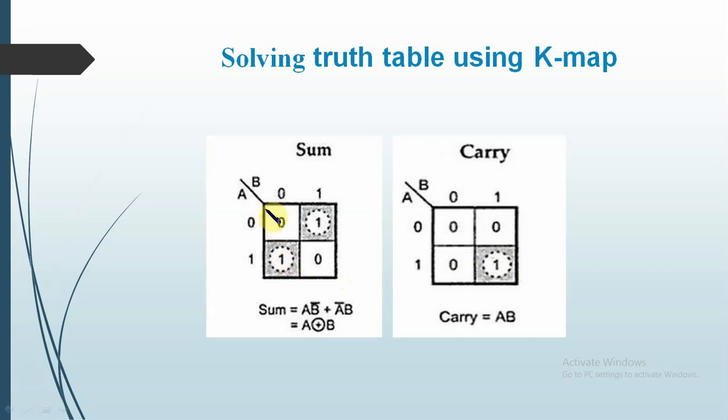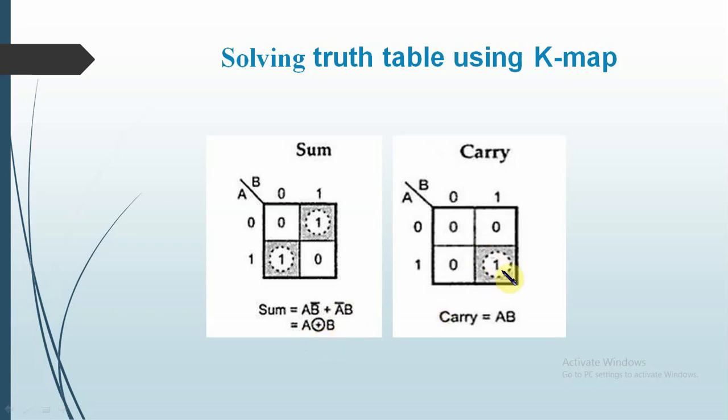simplification, this is the first marked 1. Horizontally 0 is present, means A bar, and vertically 1 is present, means B, so the equation gets A bar B. And here, horizontally 1 is present, means A, and vertically 0 is present, means B bar, so A B bar. So we got the equation A bar B plus A B bar, otherwise A B bar plus A bar B. This is the XOR law, that is A XOR B. This is the Boolean law.